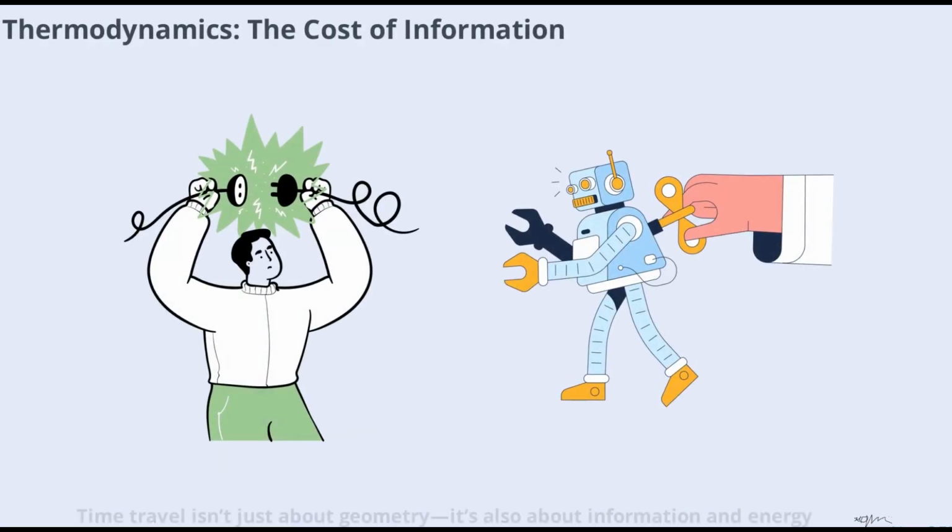Time travel isn't just about geometry, it's also about information and energy. According to Landauer's principle, erasing one bit of information at temperature T always dissipates a minimum amount of energy as heat. If time travelers bring knowledge from the future, that information must either be stored or erased, both of which increase entropy. This means that every loop through time comes with a thermodynamic price tag, linking the feasibility of time travel to the laws of heat and information.